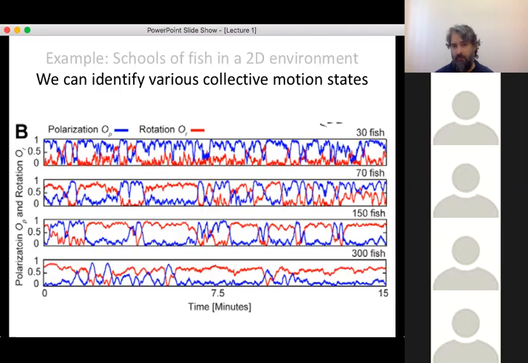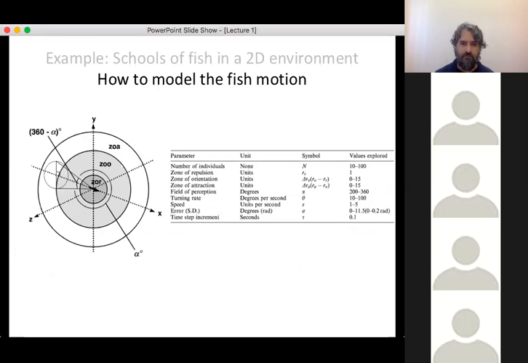Why do we care? Well, because we can use this information to verify if a model we make in simulation respects the properties of the system. So ideally, if we make a model, we would like to see similar order parameters. Now, how do we model the fish motion?